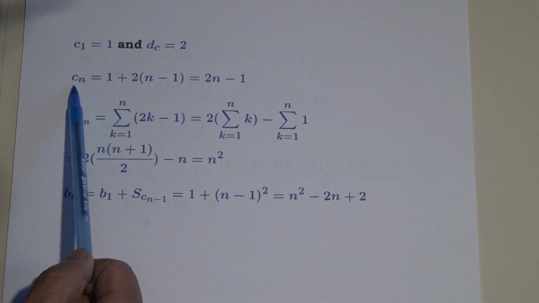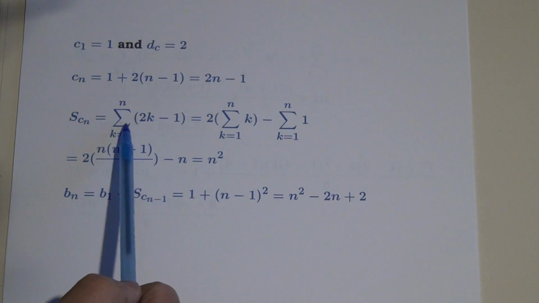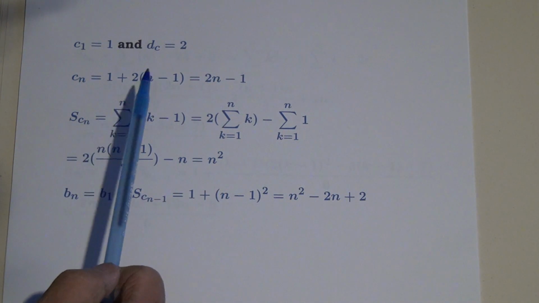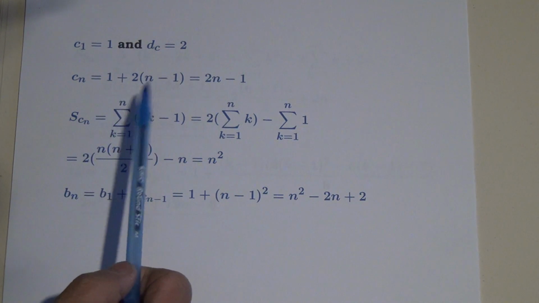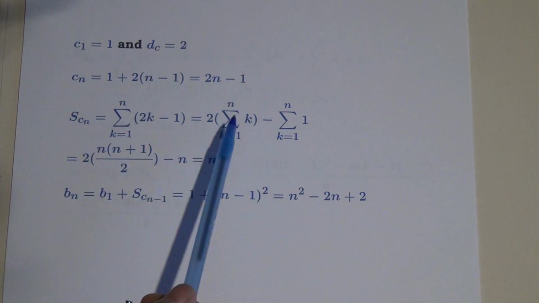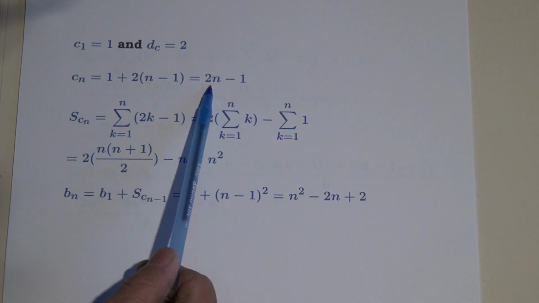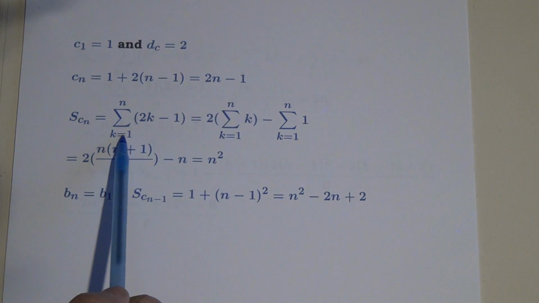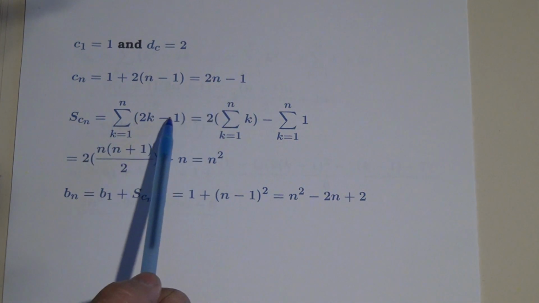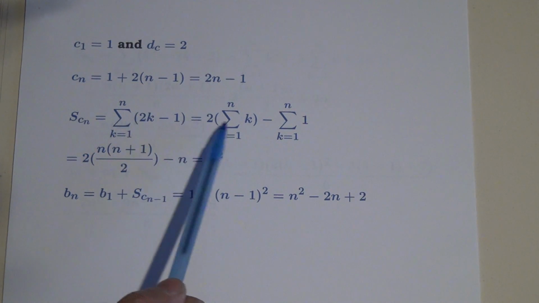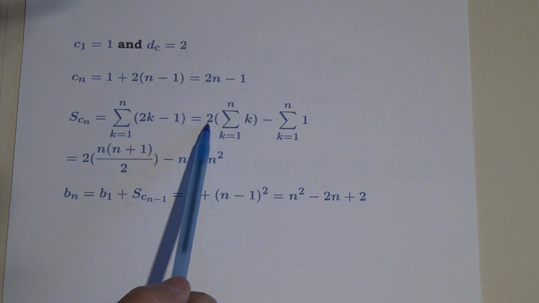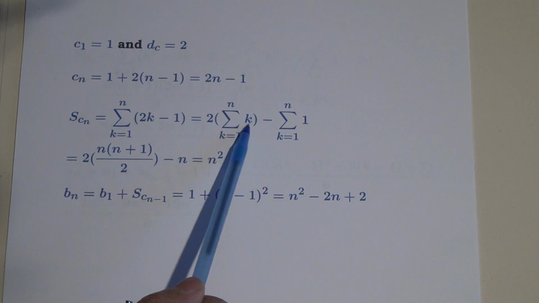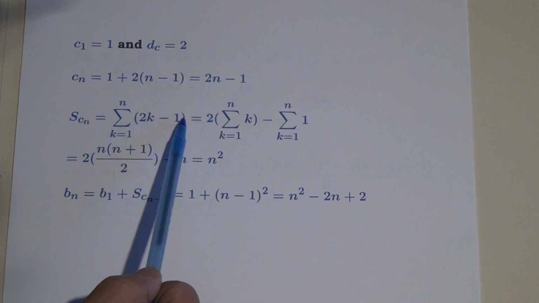Once we have a general term, you just need sigma notation to get the sum. So let's say that the sum of the second subsequence is S_n. Okay, we have a general term. Whenever we have a general term, you just put the sigma notation, then we can get the sum. Now, once you put it, you use the distribution property, then this comes out as 2 times sigma k minus sigma 1.